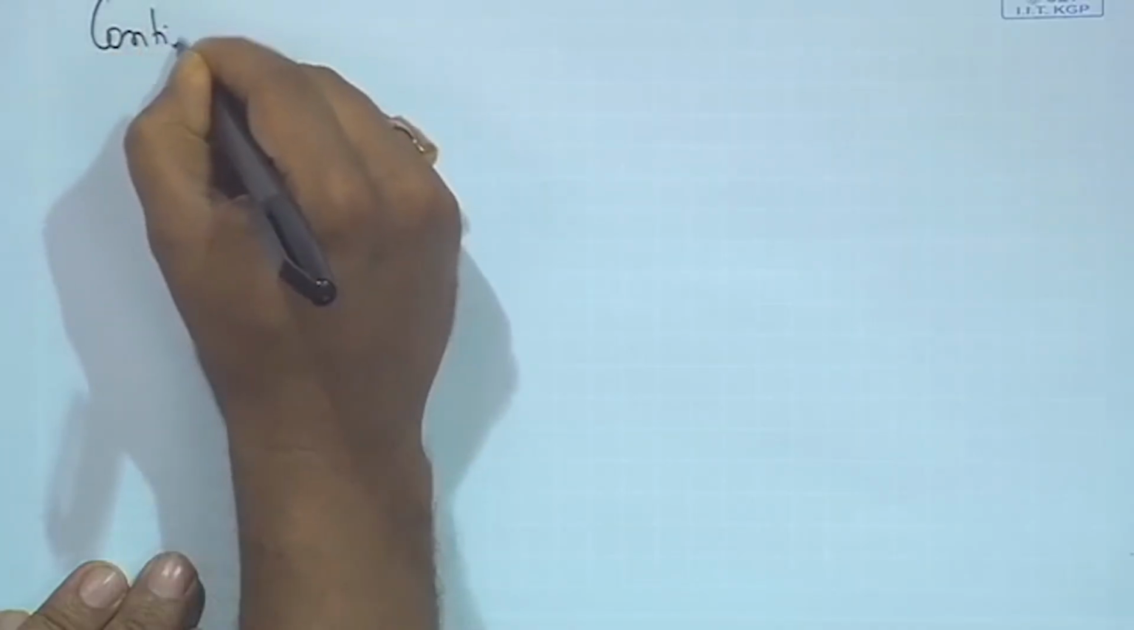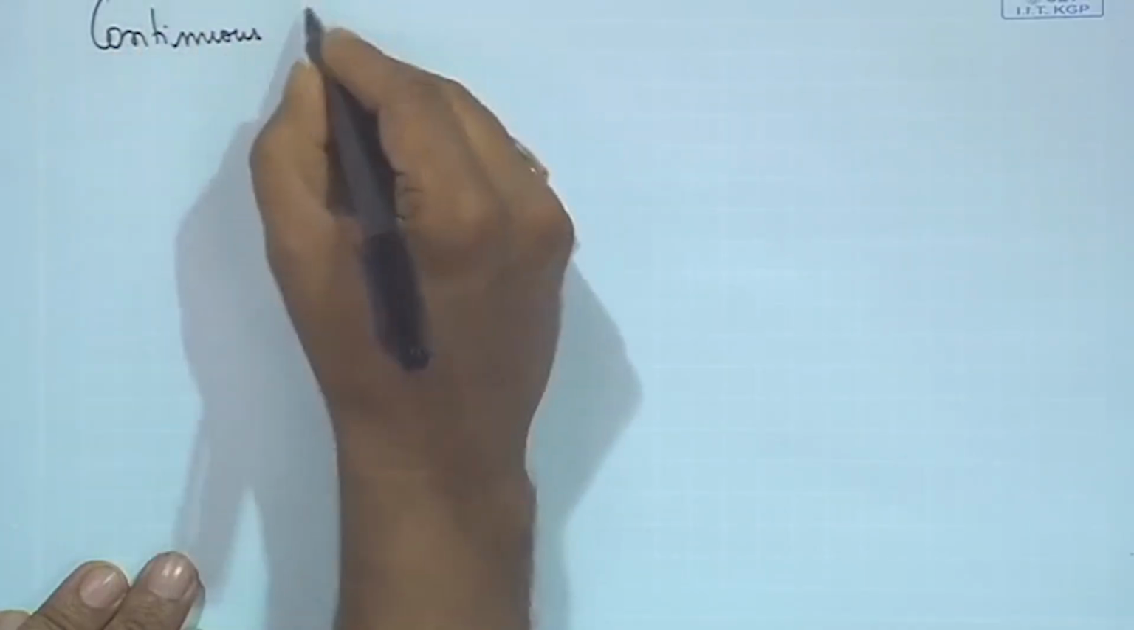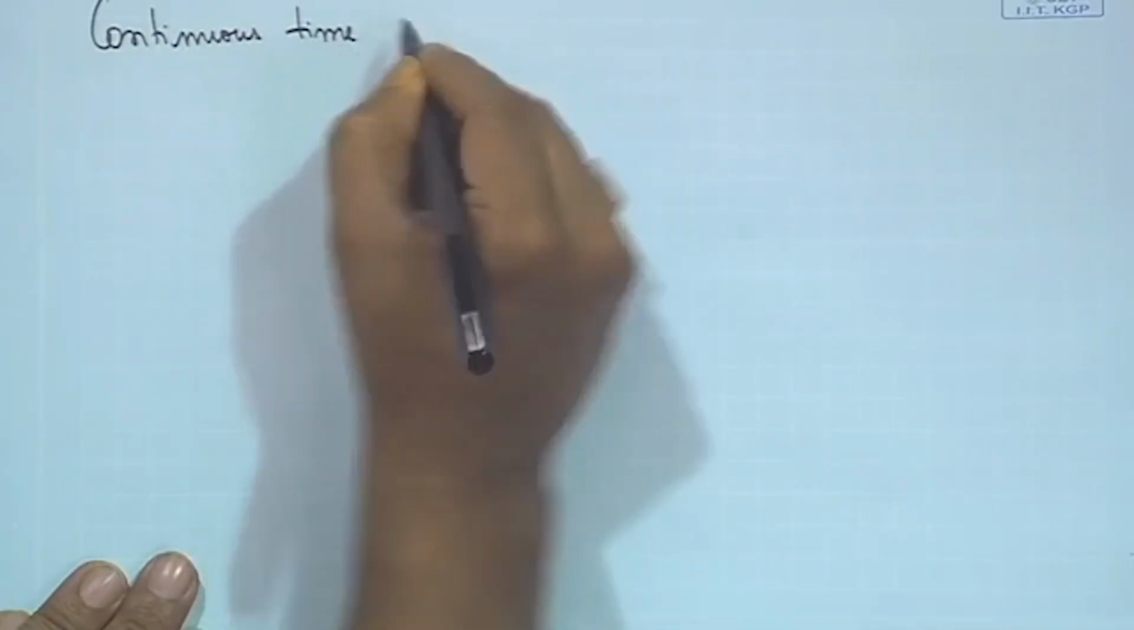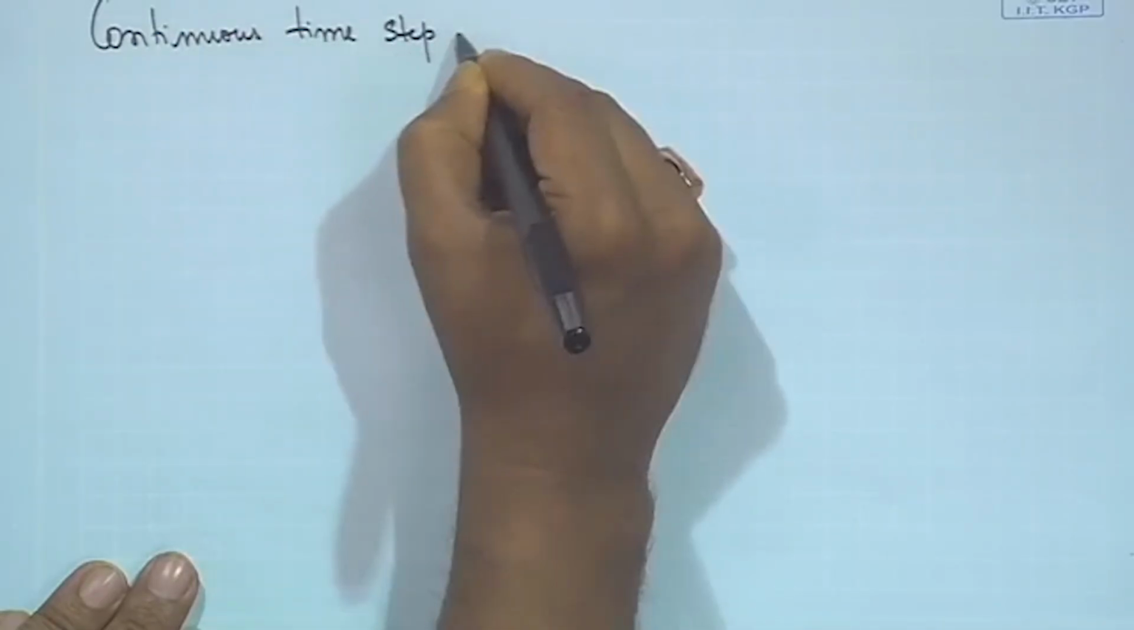So, before we move on to describe the actual communication system, we would like to just state a few specific signals which are very important and which may appear at certain points during the analysis of our communication system. So, one is the continuous time step function.